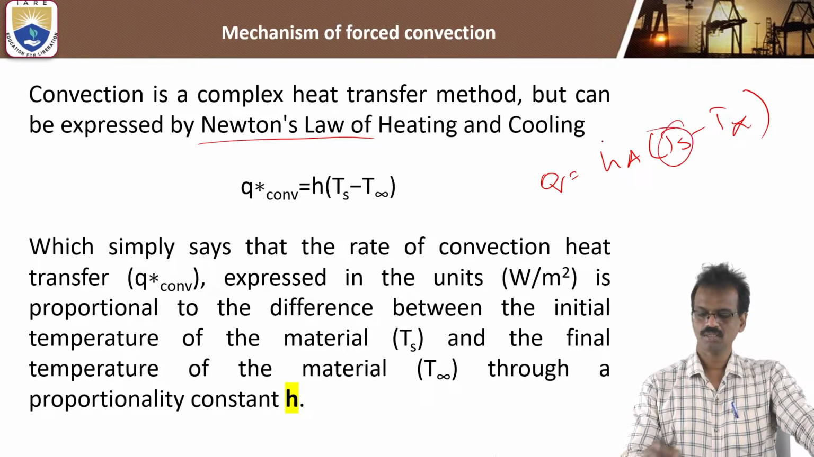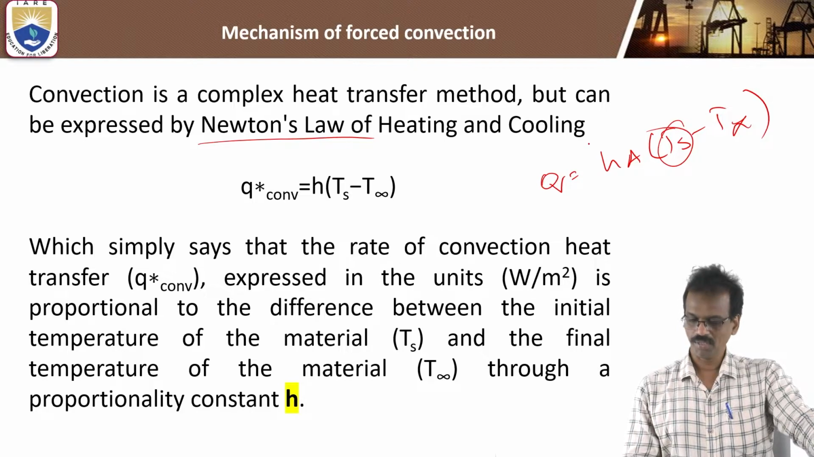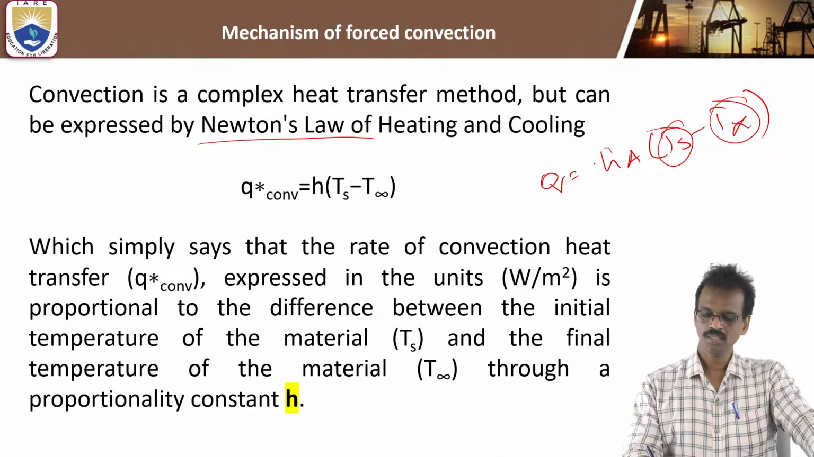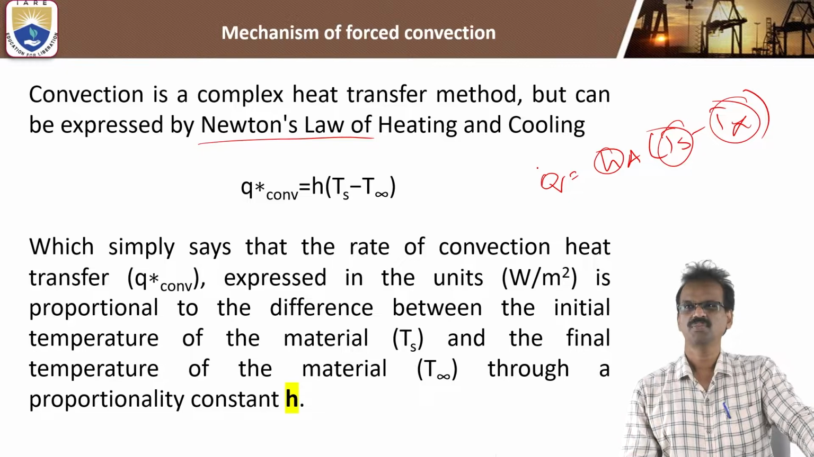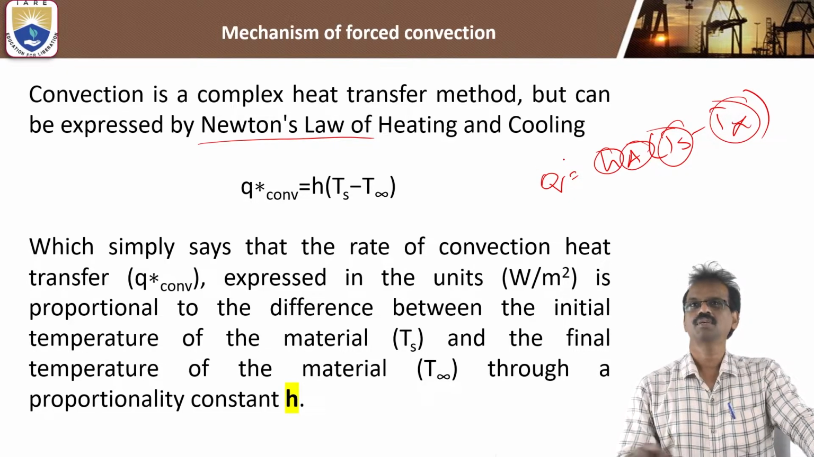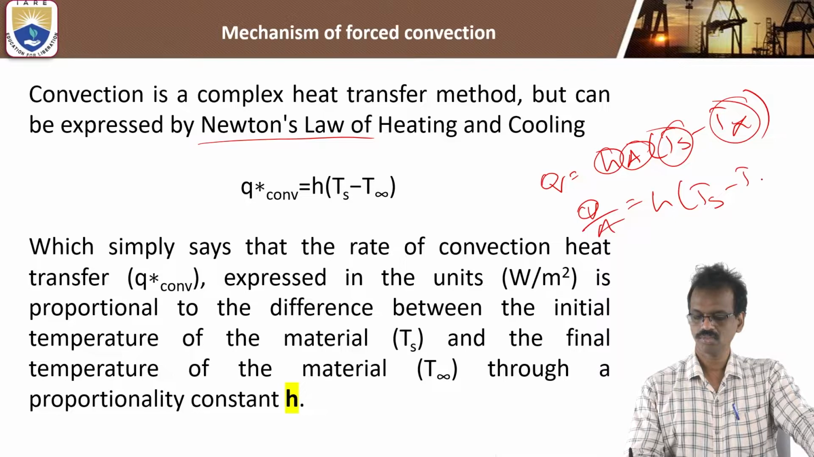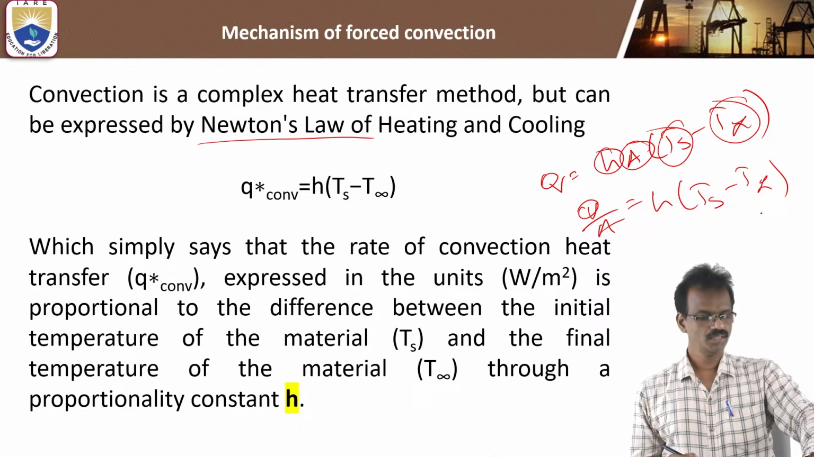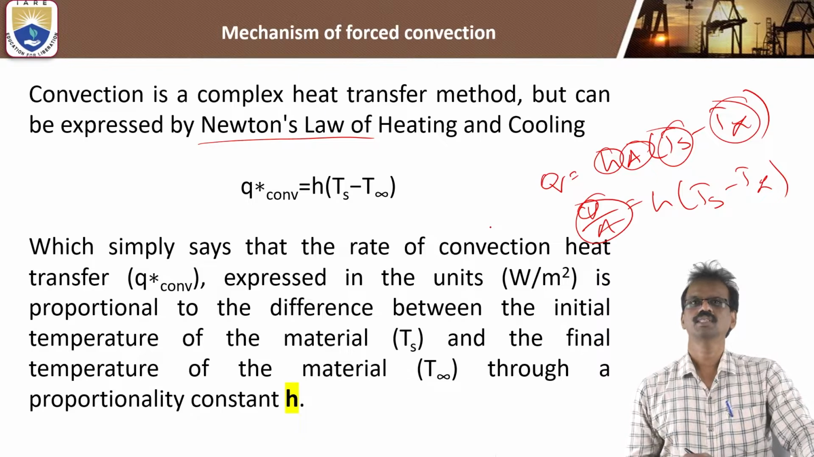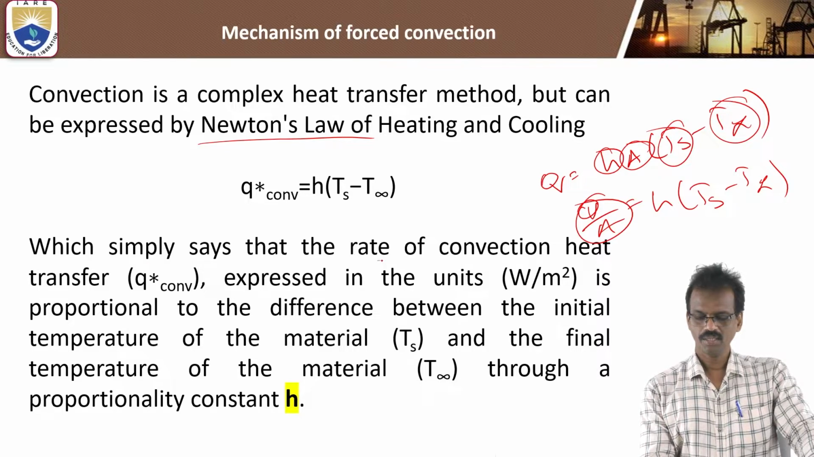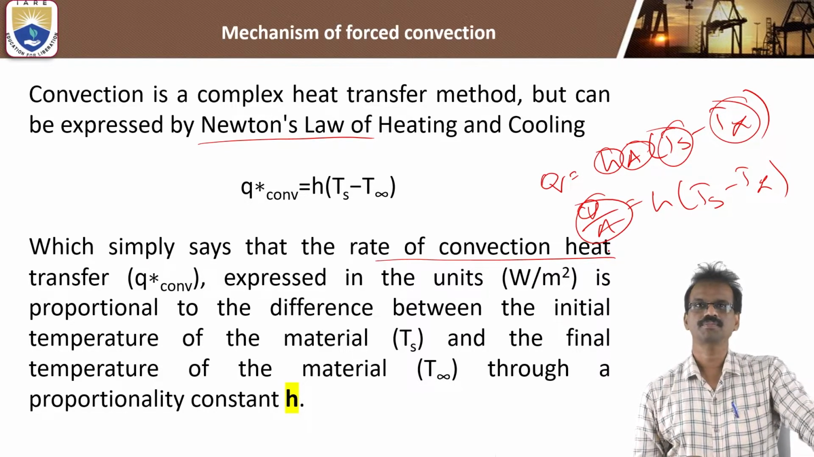Ts is the temperature of the hot body, the solid body. T infinity is the atmospheric air temperature or fluid temperature, anything. h is the heat transfer coefficient of the fluid. A is the area of the surface. You can rewrite it like this: Q by A is equal to h into (Ts minus T infinity). Q by A is nothing but heat flux.